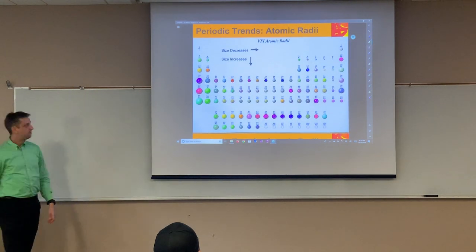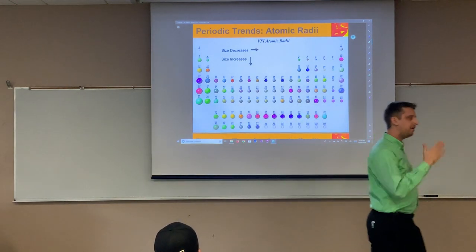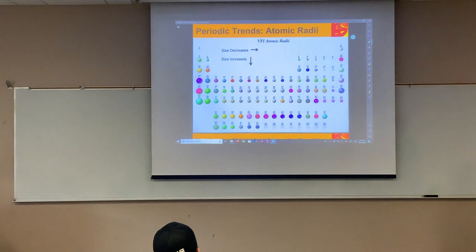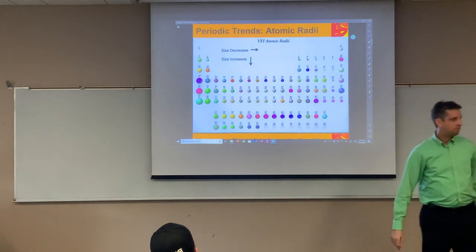Here's a periodic table of skills, right? But really what we're showing here is the trend for atomic radius, okay? The trend for atomic radius. I put the answers up.